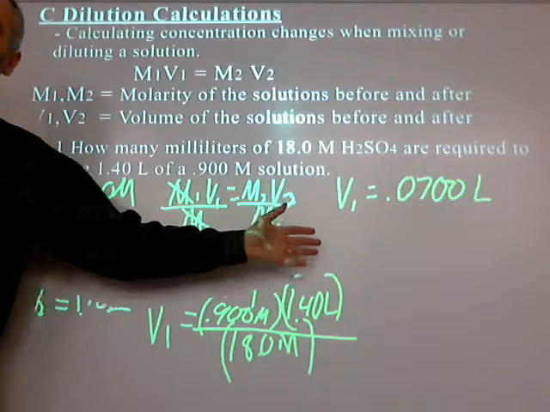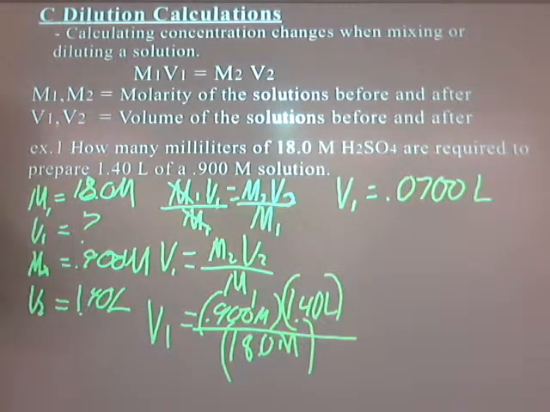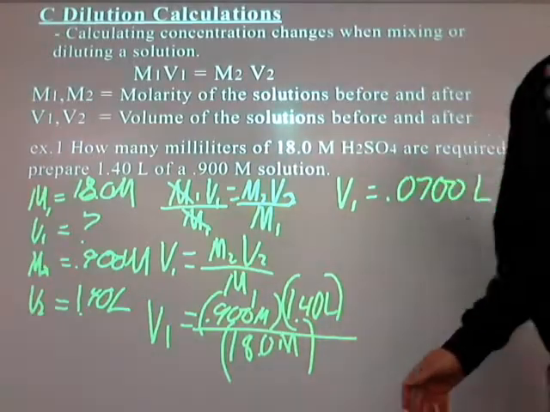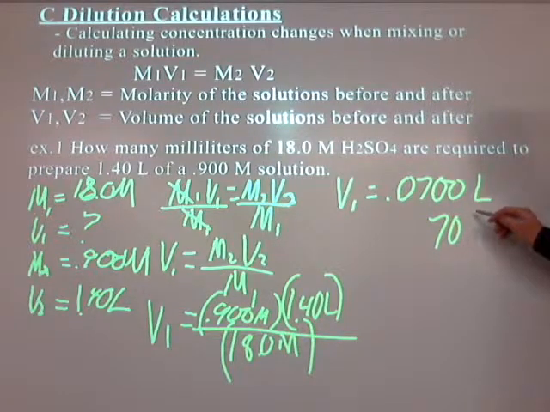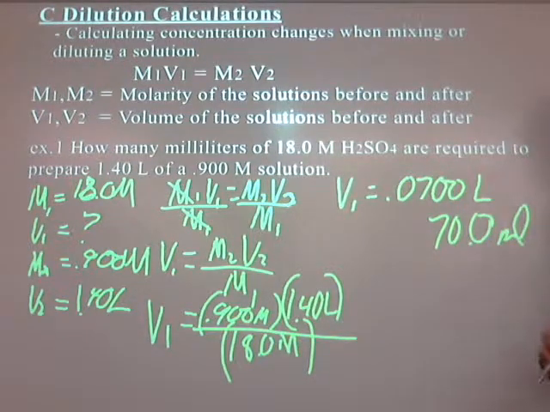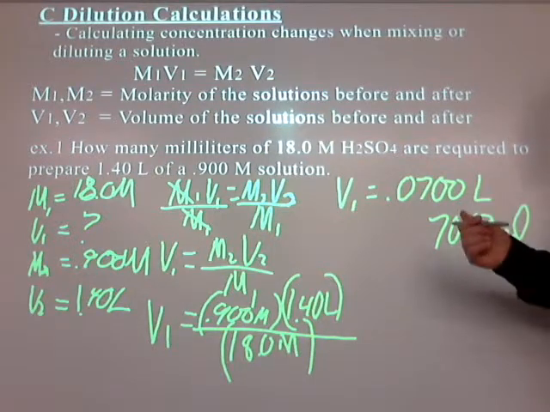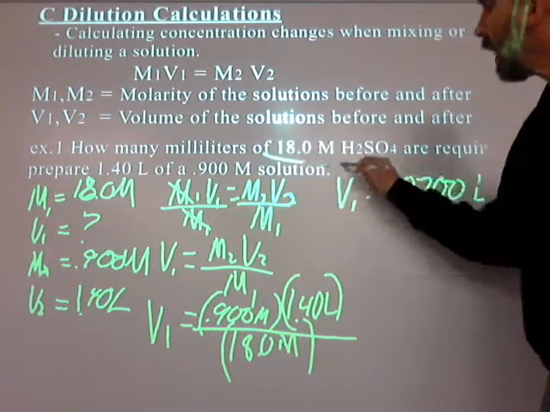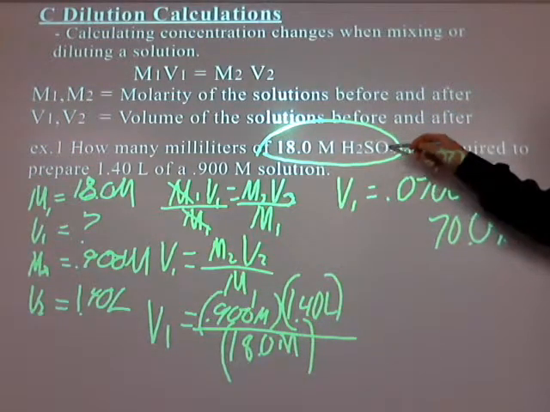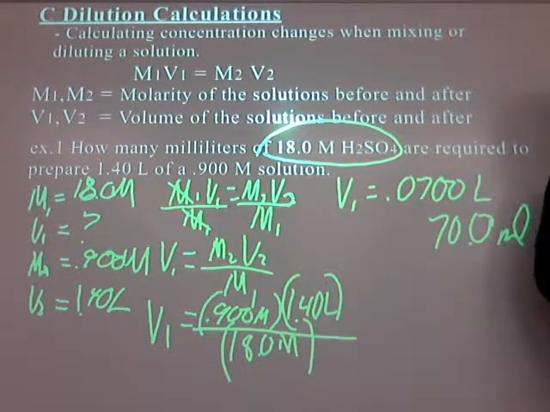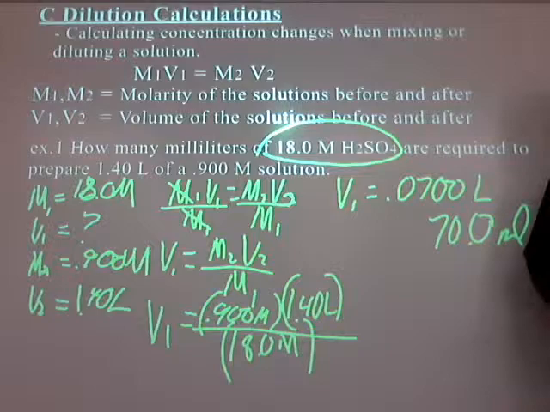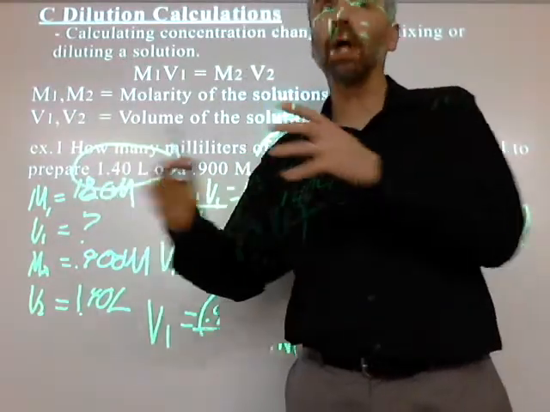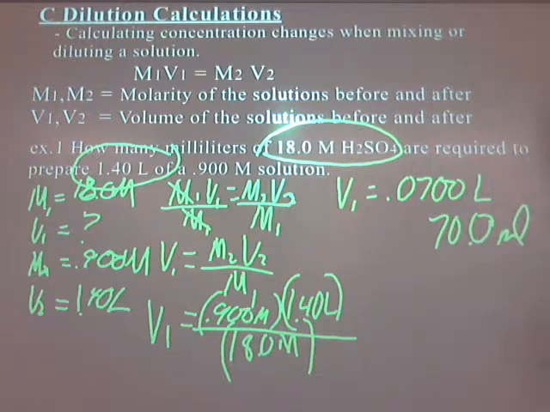You figured out, you did the problem, but do you know what it means? Here's what it means. You would have to take 0.0700 liters, or how many milliliters is that, by the way? If I'm making this up in the back, in the stock room, I'm going to take 70 milliliters of that acid and add it to what? 1.40 liters of water? No. 1.40 liters is what the total has to be.